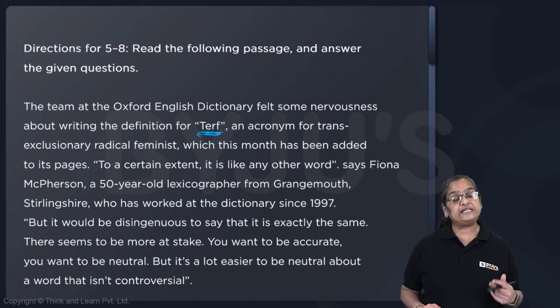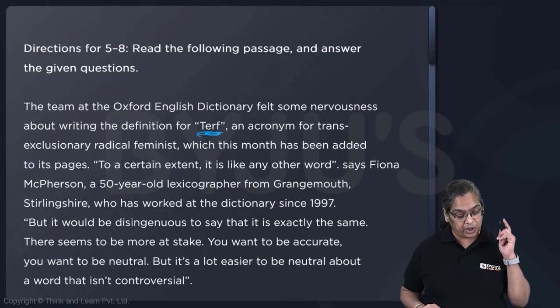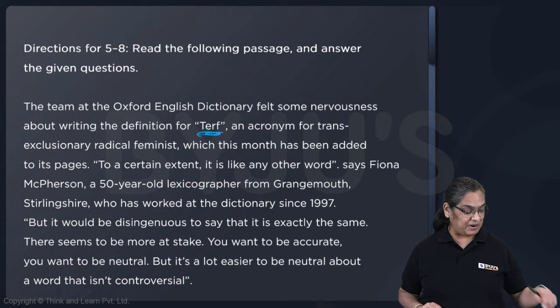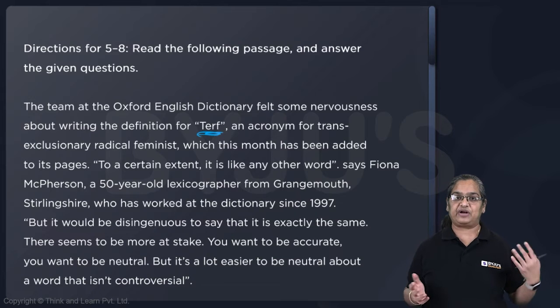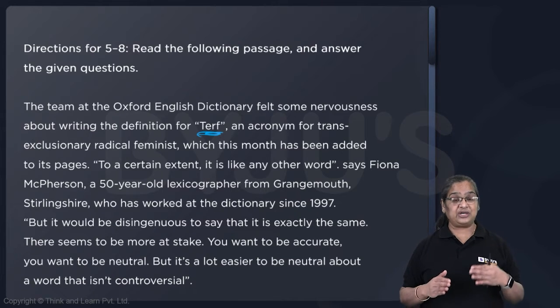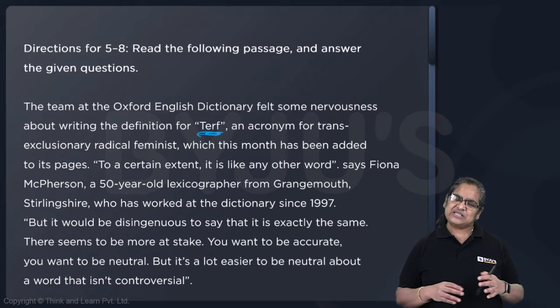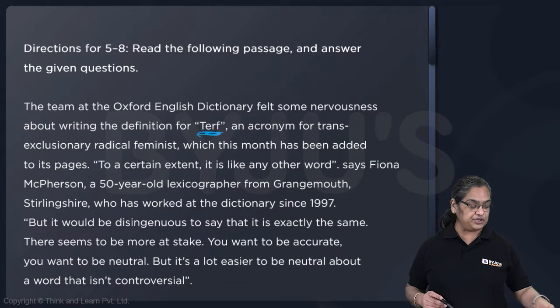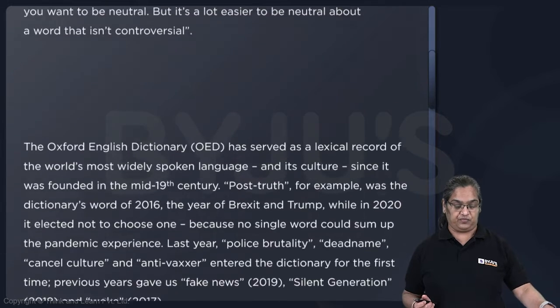Why? There seems to be more at stake, more at risk here. You want to be accurate. You want to be neutral. But it's a lot easier to be neutral about a word that is not controversial. Now, when you're writing a dictionary and a definition in the dictionary, you want to be correct, accurate, and you also want to be neutral. She says it's easier to be neutral about non-controversial words.